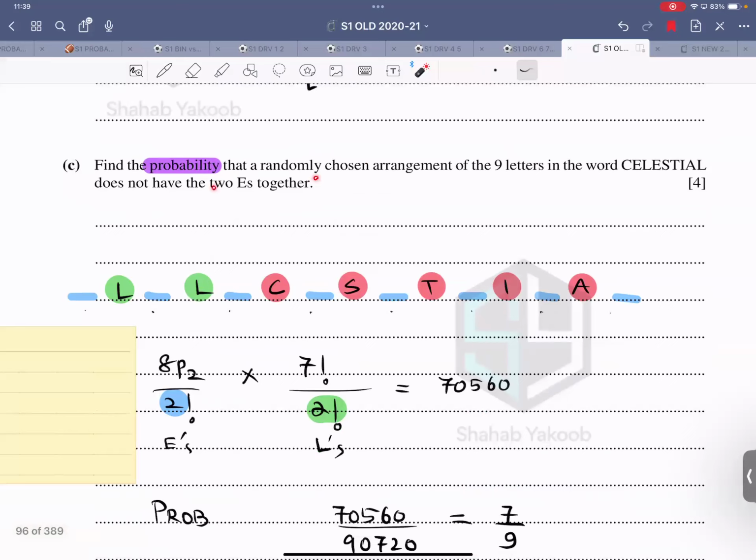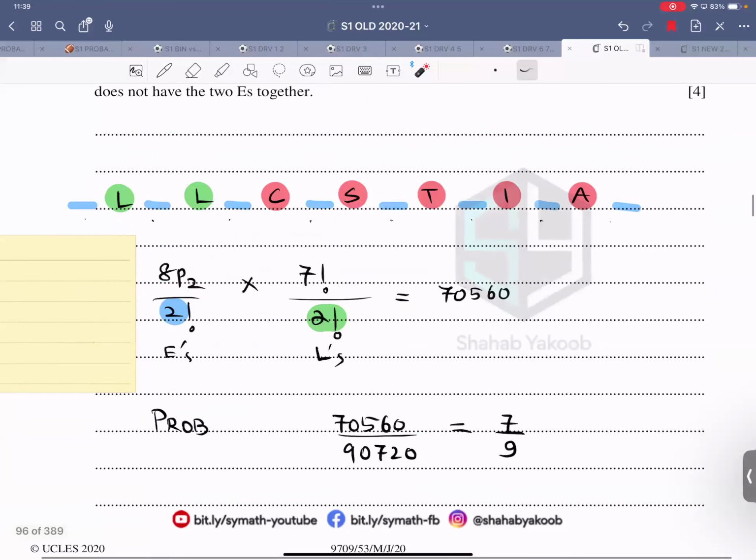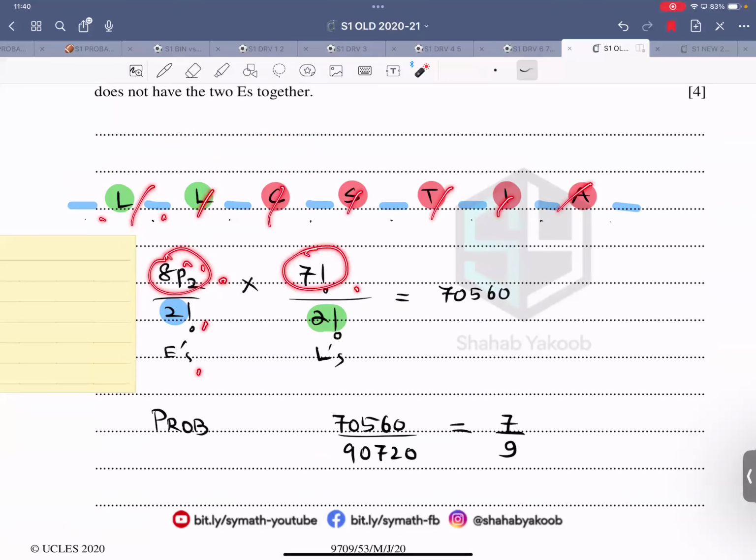Find the probability that a randomly chosen arrangement of the 9 letters in the word does not have the 2 E's together. So that is the space concept, or you can also do it by subtraction. I prefer the space concept. 8 spaces, 2 E's need to be fitted in, 8P2, divide by 2 factorial because both are E's. Now, these 7 letters arrange themselves in 7 factorial ways. Divide by 2 factorial for the 2 L's. That comes out to be this.